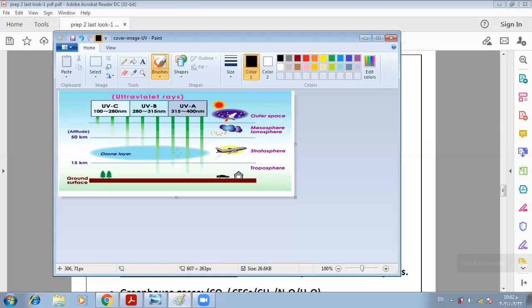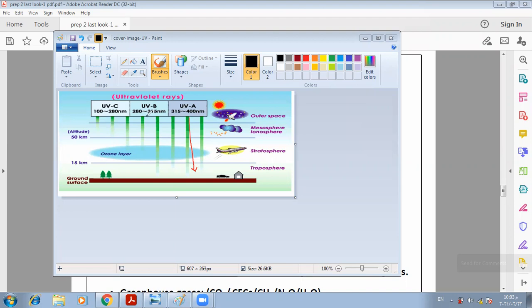It can penetrate the ozone and reach the earth. This means that 100% of the near ultraviolet rays penetrate the ozone and reach the earth, and they are useful rays.